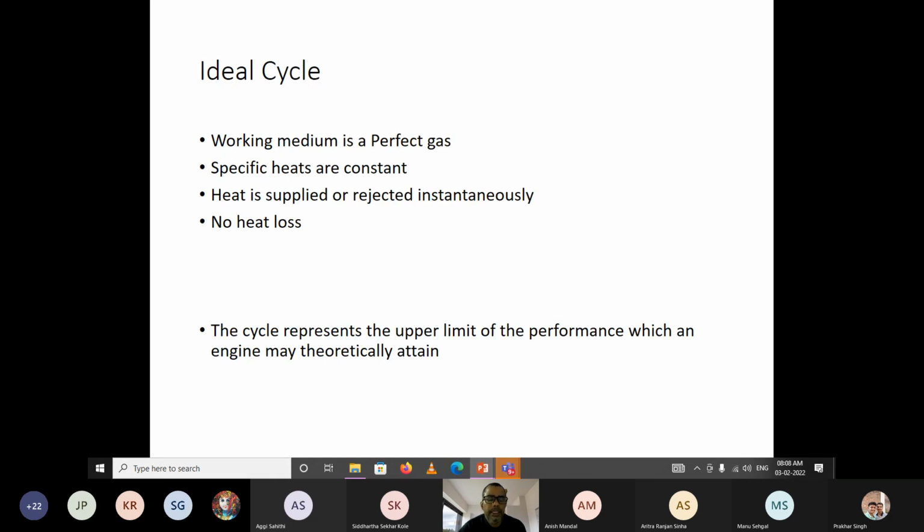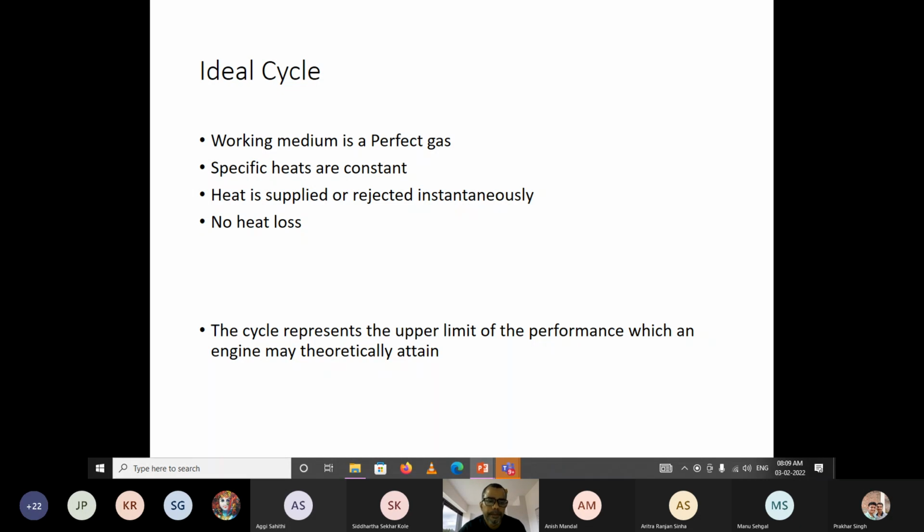Now, when we are discussing the ideal cycle, we are making some assumptions. These are things that have to be very clear to you: what assumptions you are taking in order to do some sort of calculation for the ideal cycle. The first assumption is that the working medium is a perfect gas. The specific heats are constant throughout the cycle. So it is not varying, even though it is a temperature dependent parameter, we are assuming that it is constant.